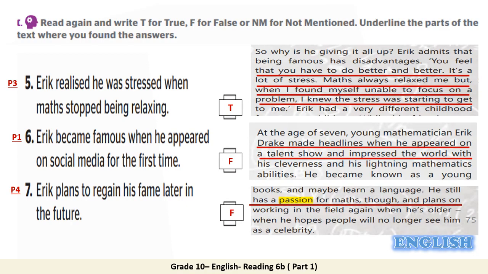As you can see here, he said that he still has a passion for math, though, and plans on working in the field again when he is older, when he hopes people will no longer see him as a celebrity. So he doesn't want to regain his fame. He wants that people will forget about him and will see him as an ordinary person.